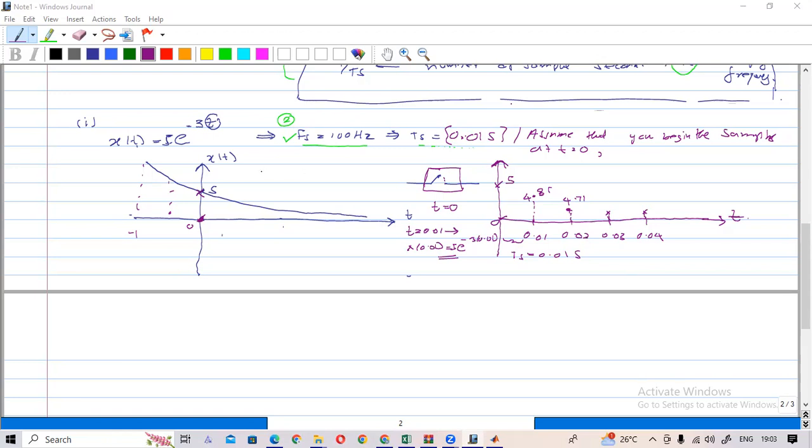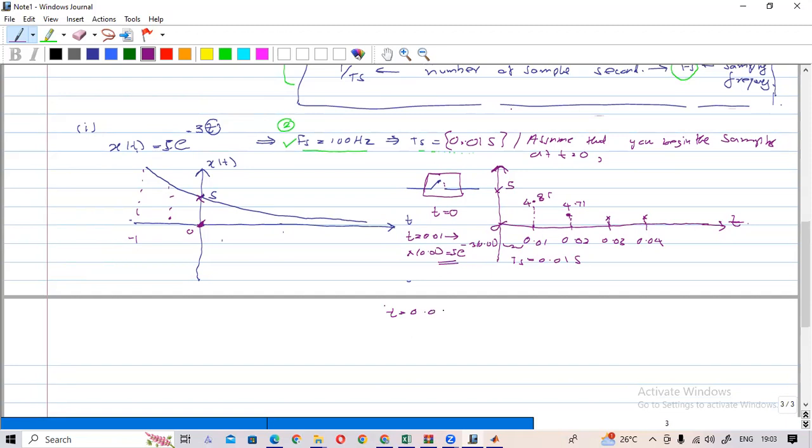So now you are getting the sample, and after 0.01 seconds, you get another sample after Ts seconds. That means 0.02. Again after Ts seconds, the sampling time, you get the next sample. So the next sample time is t equal to 0.03. At t equal to 0.03, what is x? x(0.03) is equal to 5 e to the power minus j 3t. Instead of this t, we have to apply 0.03. So you have to calculate this value using a calculator.